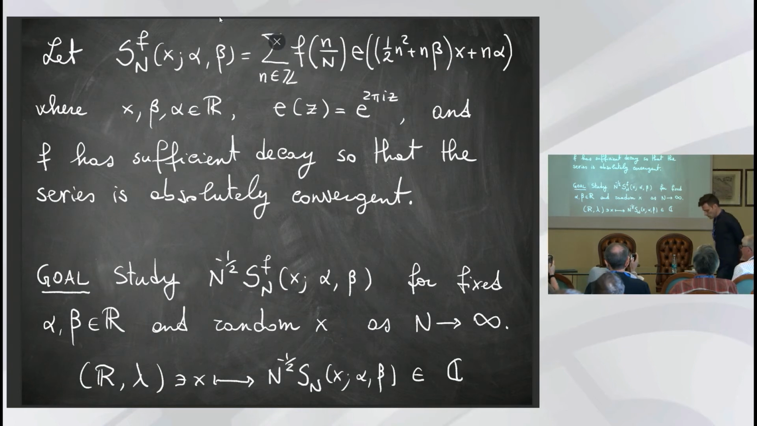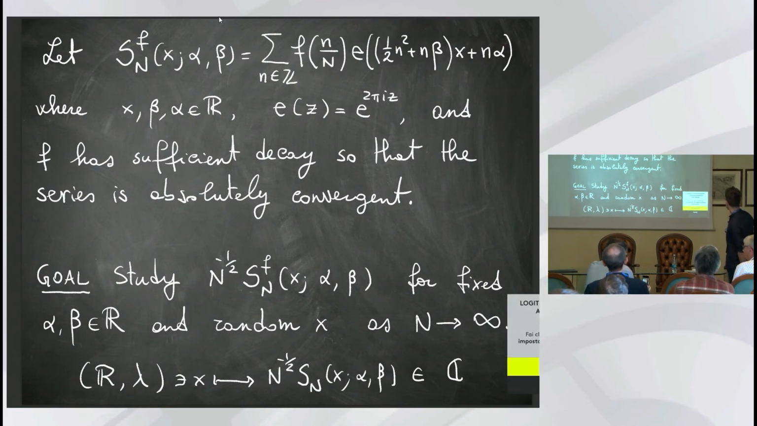So I want to start by describing the main object of interest here. We're looking at a sum, Sn, that depends on a bunch of parameters. So x, alpha, and beta are real numbers, and they all feature in this exponential term. By e, I mean e to the 2 pi i here. So this is a complex exponential, so these are complex numbers of modulus 1. And then I somehow weigh this sum by this weight function f.